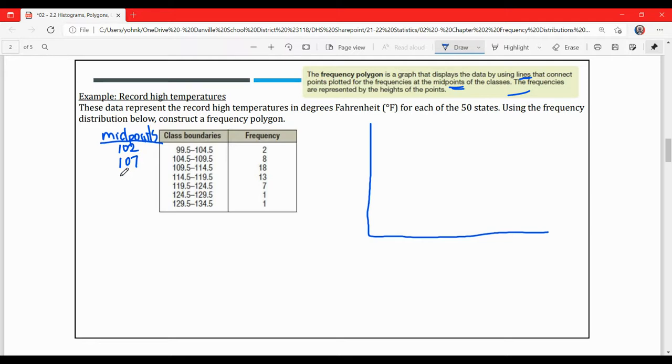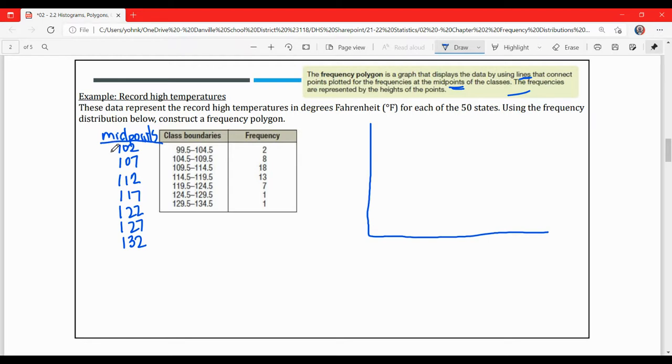I bet you we could keep going and get 112 and 117, 122, 127, 132. That looks about right. Work smarter, not harder. Okay, so these are the numbers that are going to go along the bottom.